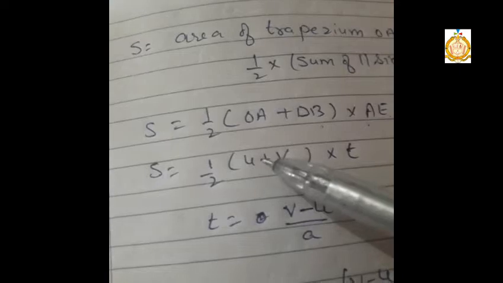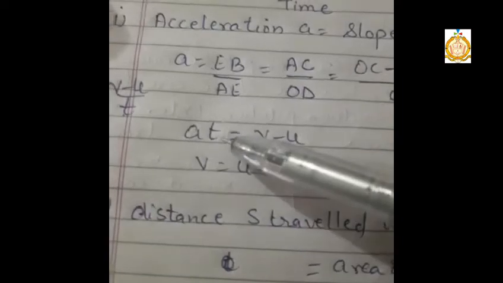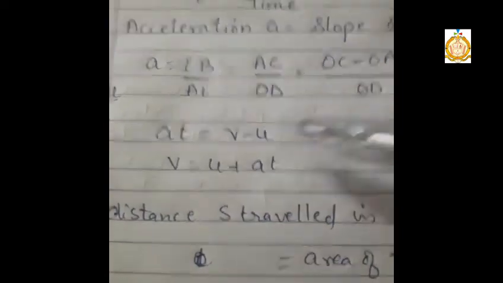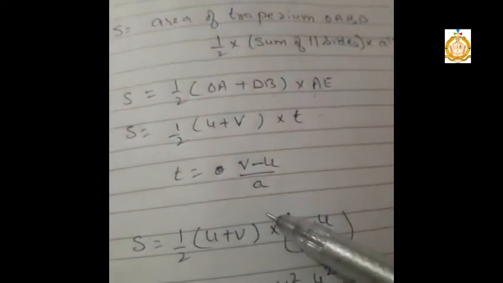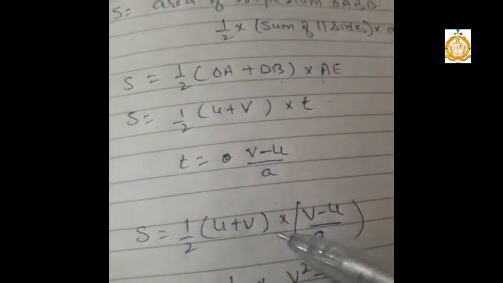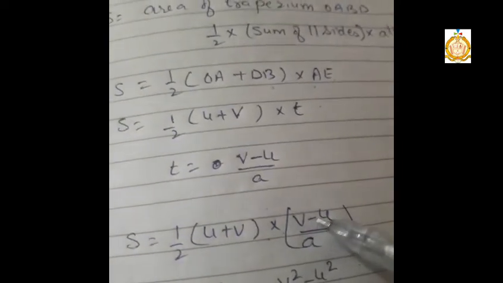So half into OA value, what is the value of OA? That is U. Then DB, what is the value of DB? That is the full value, that is V. U plus V into T. So T we have already taken. From the first equation, AT is equal to V minus U. From here we can find T is equal to V minus U upon A. So we will put T is equal to V minus U upon A. So in this formula, S is equal to half into (U plus V) into (V minus U) upon A.